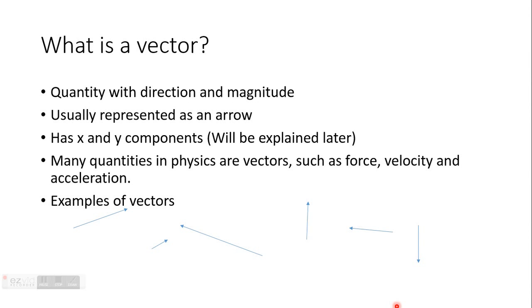What is a vector? A vector is simply a quantity with direction and magnitude. It's usually represented as an arrow. It has x and y components. Many quantities in physics are vectors, such as force, velocity, and acceleration. And so along the bottom you see many examples of vectors.